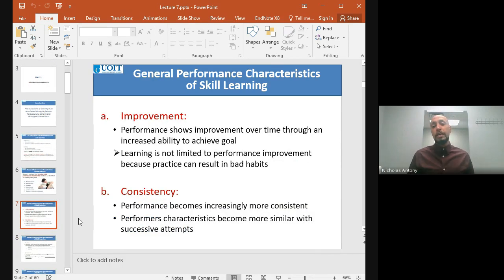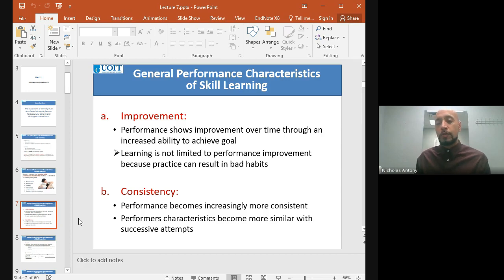So the first one is that, let's say we're talking about Jacob swimming, right? If I'm going to evaluate your performance and rate it as you are learning, as you're getting better, what would be the change in performance or a performance variable that we would see?